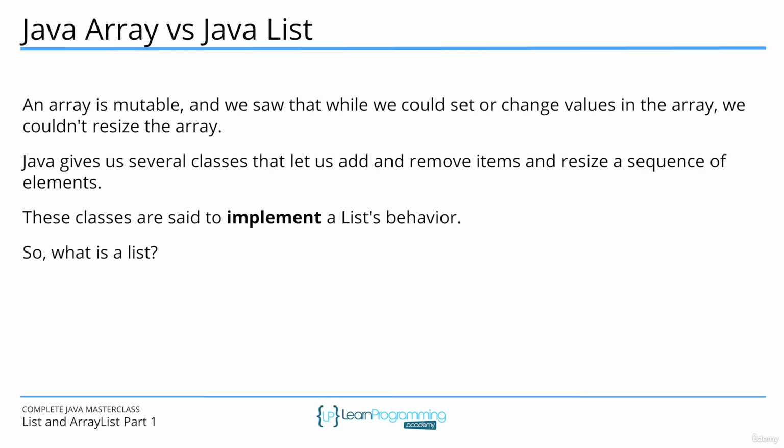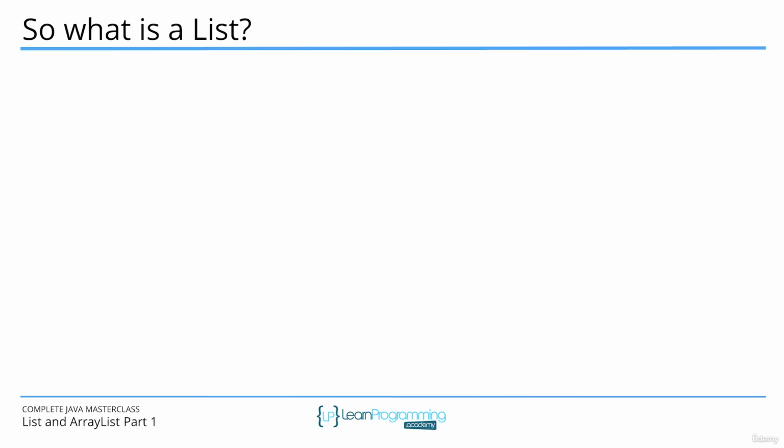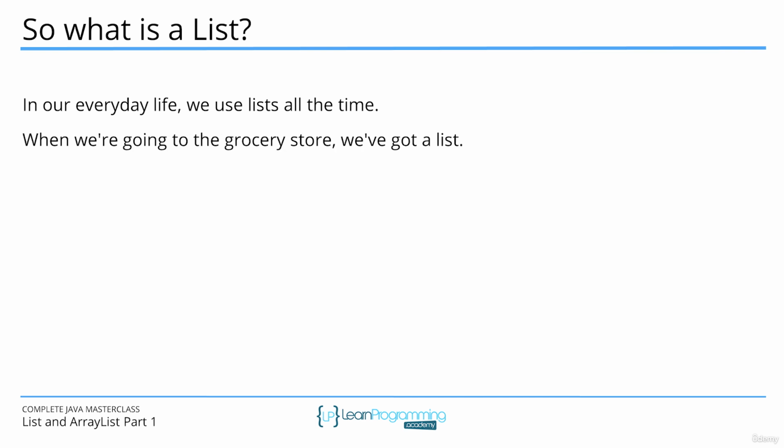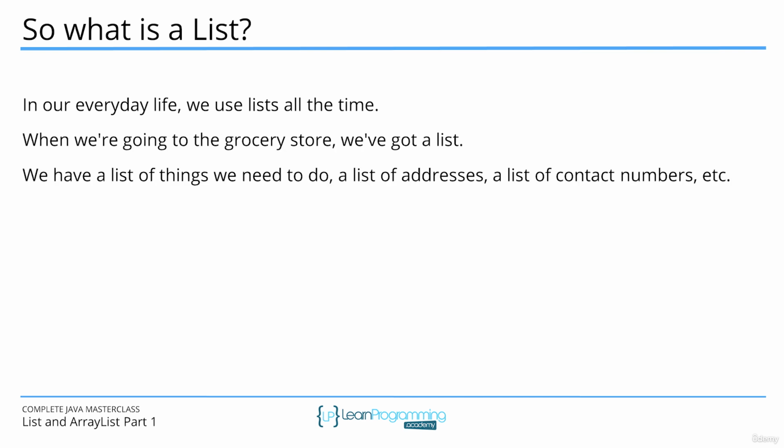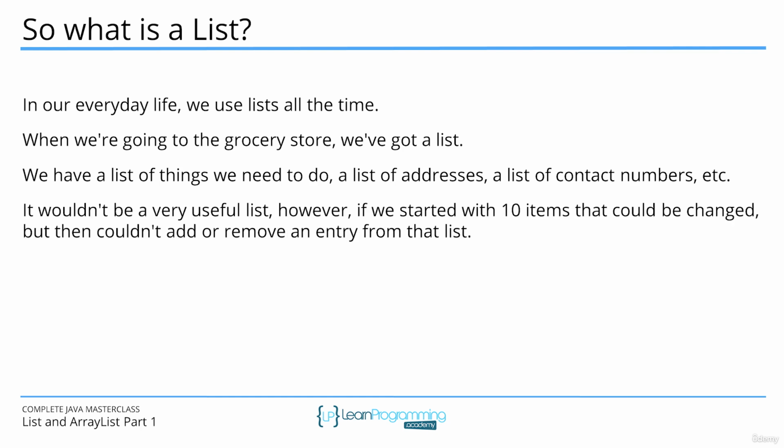So what is a list? Intuitively, we all know what a list is. In our everyday life, we use lists all the time. When we're going to the grocery store, we've got a list. We have a list of things we need to do, a list of addresses, a list of contact numbers, etc. It wouldn't be a very useful list, however, if we started with 10 items that could be changed, but then couldn't add or remove an entry from that list.